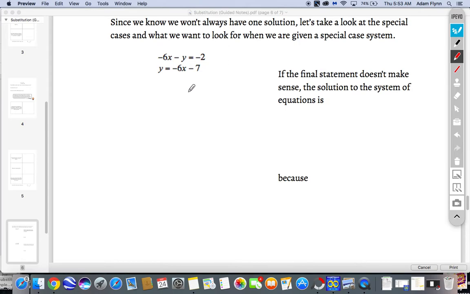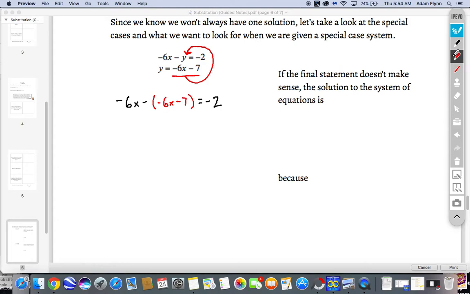So taking a look at this system here, I've got negative 6x minus y equals negative 2, and I have y equals negative 6x minus 7. I have a variable that's isolated, y in the bottom equation. So I'll take this expression, negative 6x minus 7, and substitute it in for y in the top equation. So when I do that, I'll rewrite my top equation. So negative 6x minus, instead of y, I've got the expression negative 6x minus 7 equals negative 2.